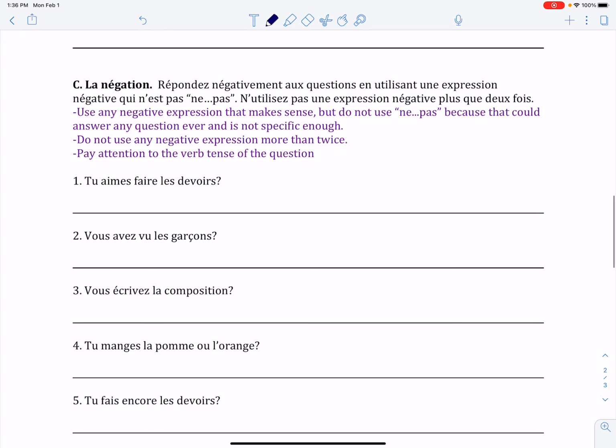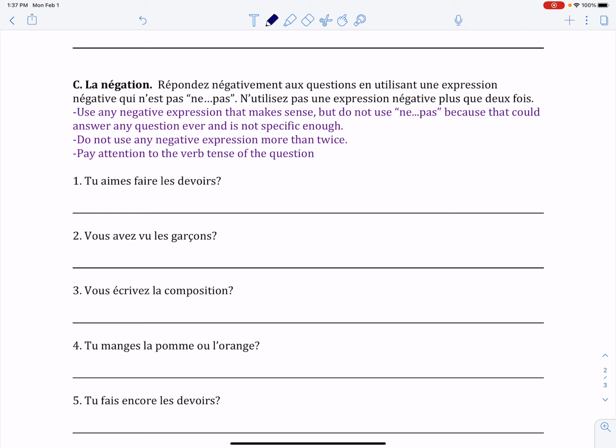And then the negative section, répondez négativement aux questions en utilisant une expression négative qui n'est pas ne pas. N'utilisez pas une expression négative plus que deux fois. So use any negative expression that makes sense, but do not use ne pas, because that could answer any question ever. It's not specific enough. So on your list, you can use any of the negative expressions except for ne pas.